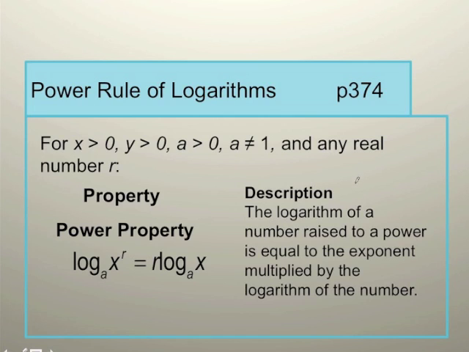And we've already talked several times about x cubed to the 4th would be x to the 12th. Same thing with a power property. So the log base A of x to the r equals r times the log base A of x. So we're taking this power times this power. This exponent is a power.